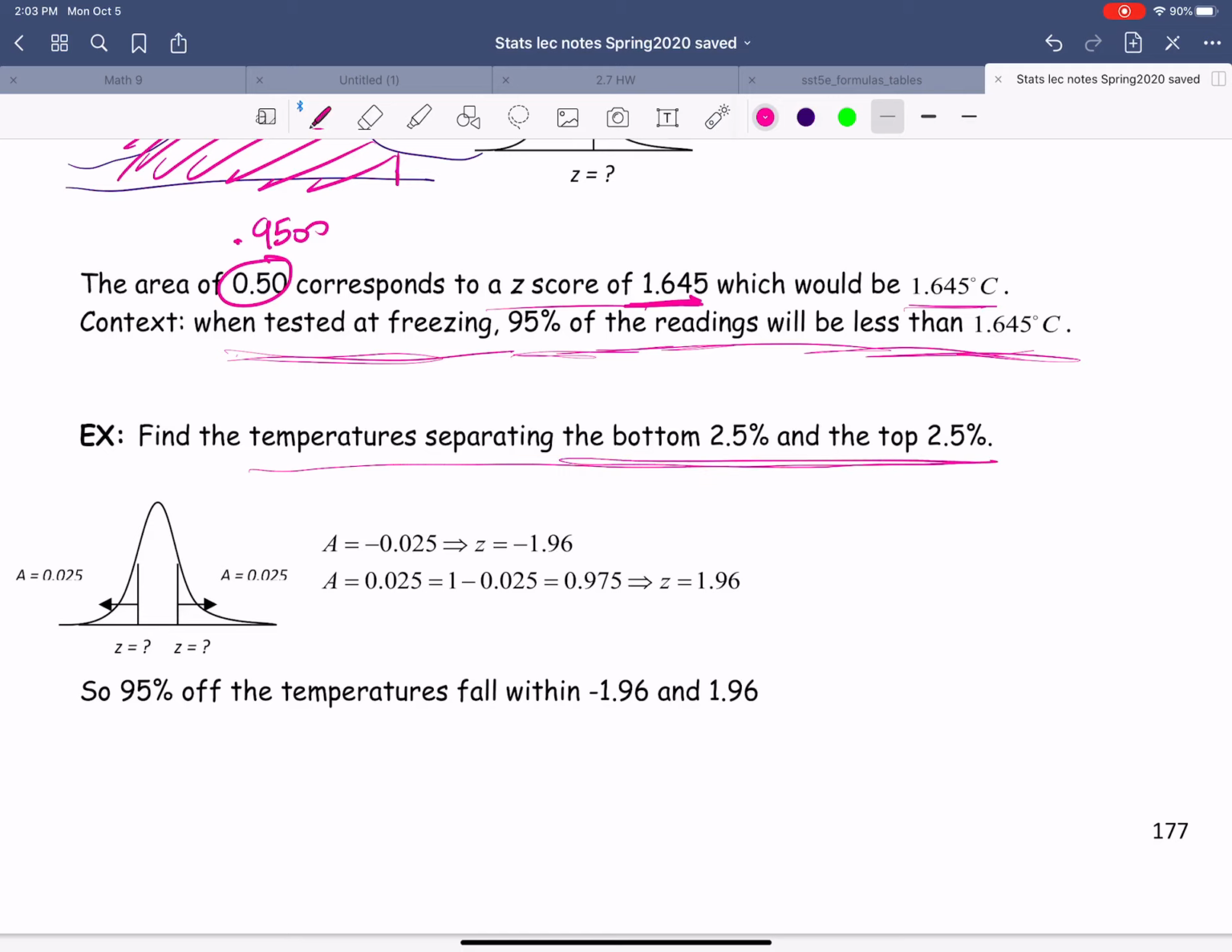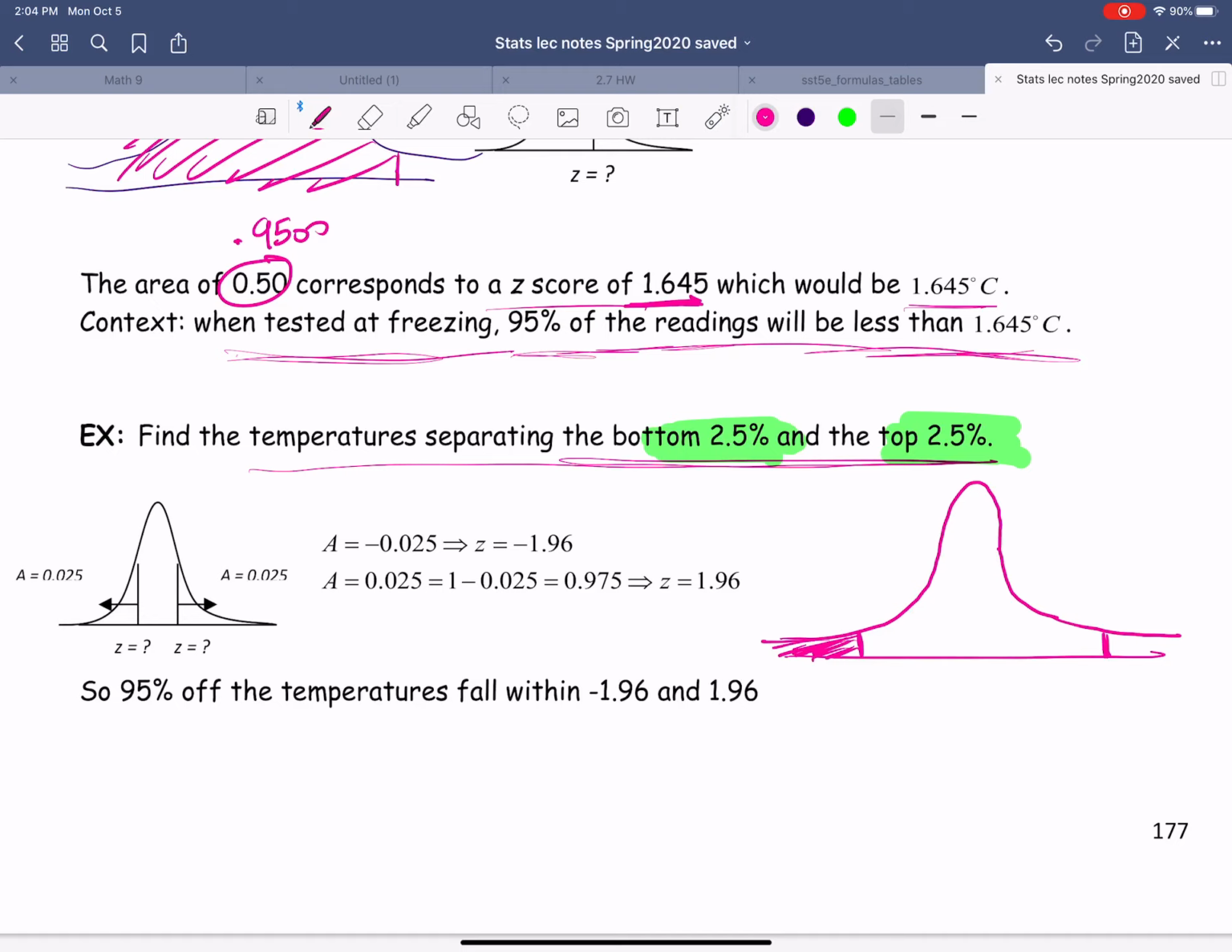The good thing about this problem is anytime we're talking about the bottom 2.5% and the top 2.5%, I don't need to find both because I know the normal distribution is symmetric. So whatever z-score corresponds to the bottom 2.5%, the same z-score will correspond to the top 2.5%, except that those z-scores will be positive or negative. Because my table gives me area to the left, I'm going to find the negative one first and just make it positive on the other side.